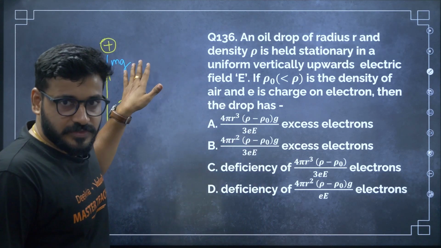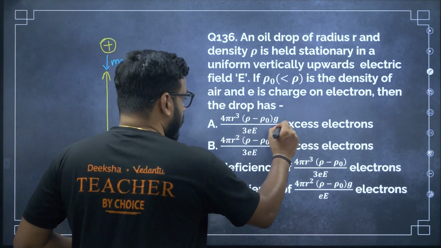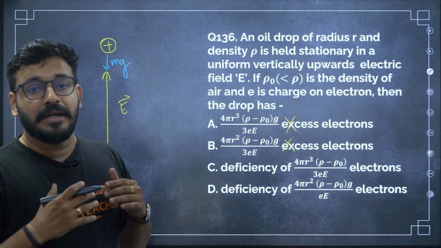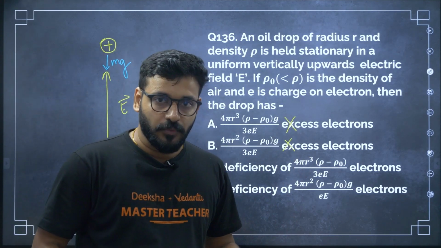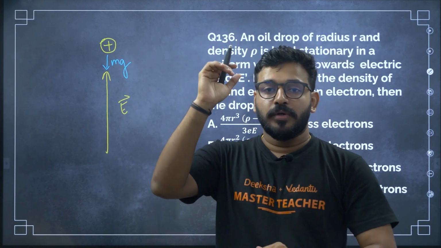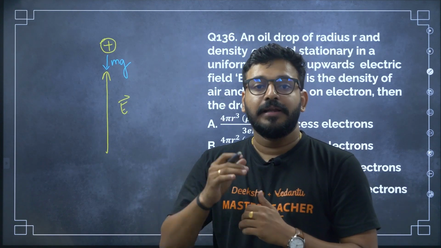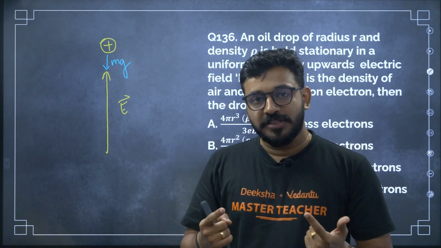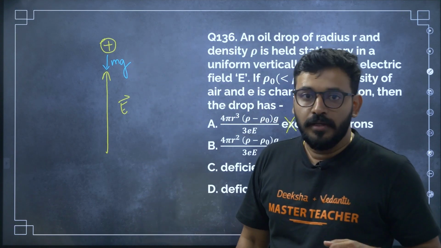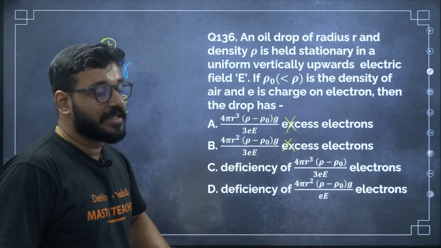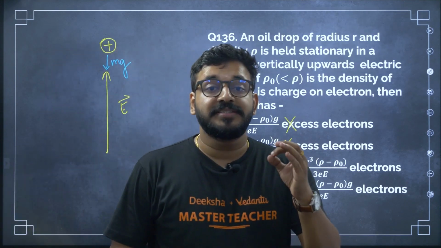So if there is a positive charge, basically electrons are not in excess, so options A and B can be removed, discarded instantly. Why? Because the drop is held, the electric field is upwards, so given the direction and nature of the electric field, if the drop is held, there is a repulsive force, and that's only possible when it is positively charged. So first of all, there is no excess electron, there is a deficiency of electrons. Now the problem is how much is it deficient?